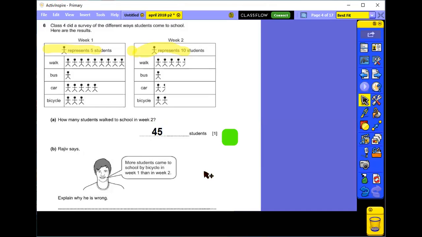Rajiv says that more students came to school by bicycle in week 1 than week 2. If you look at the drawing, you feel, yes, the bicycle here in week 1 is more than week 2, but it's actually wrong. Do you know why it's wrong? Jumana? I'm going to open Jumana and tell me why. Manage participant. Jumana, ready? More than one person will be ready to answer. Jumana, can you please tell me why this is not right?